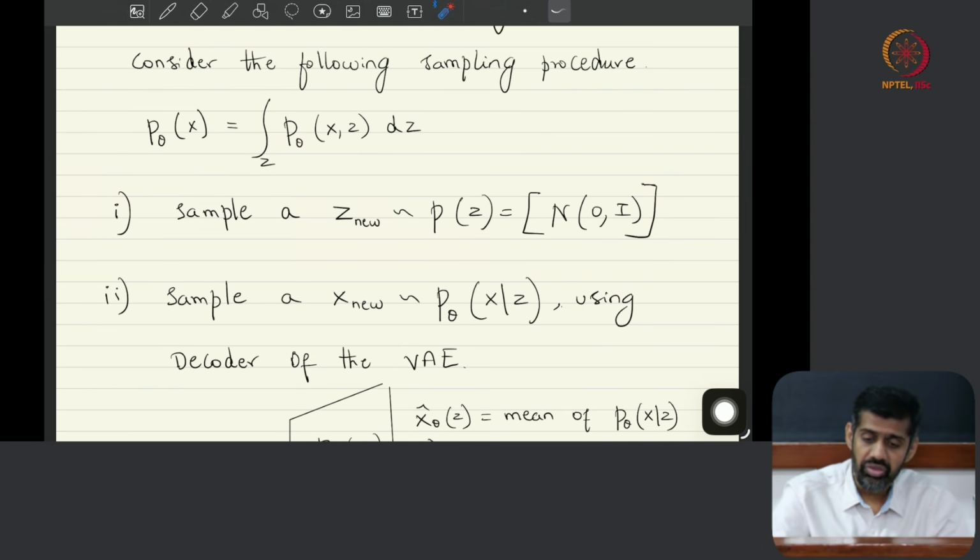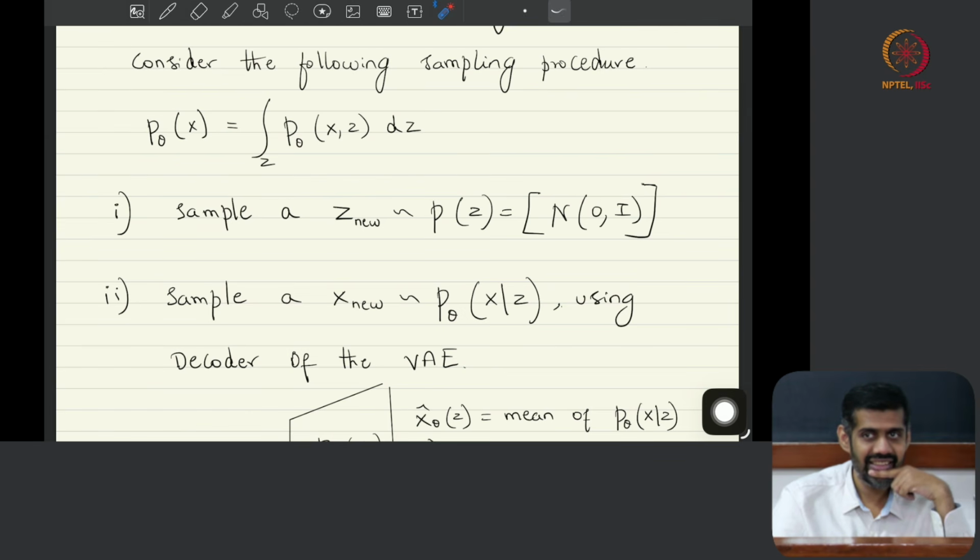How? First sample from the latent variable, the marginal of the latent variable, get a z new from p z. What is p z? We know that p z is normal 0 1, right, that is what we have assumed. So, get it from it and then sample the new data point from p theta of x given z. How do we sample from p theta of x given z?